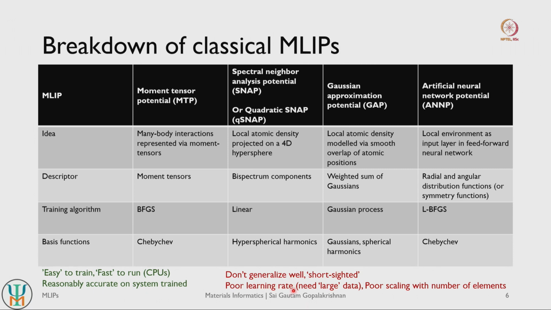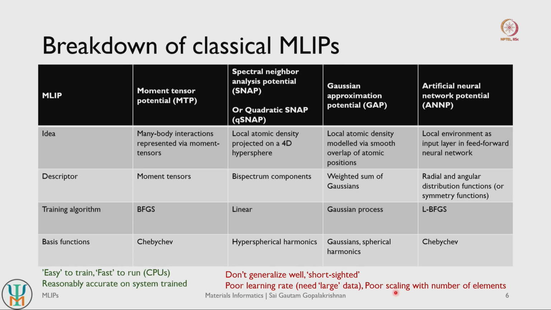They also have poor learning rate. So what I refer to as learning rate, this is not a hyperparameter. What I mean by that is for a given level of accuracy they typically need large amounts of data. So if you want close to about 5 to 10 millielectron volt per atom accuracy on energies, for all of these potentials you may need about 5000 to 10,000 DFT calculated data points. So they will require large data to reach a given level of accuracy.